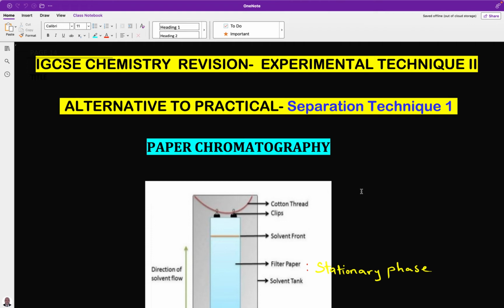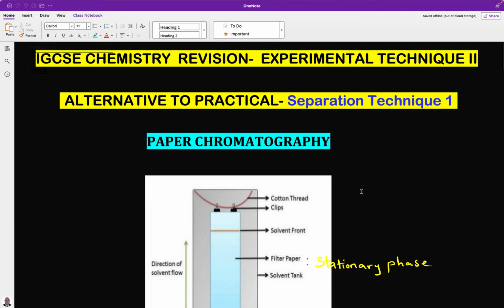Straight away, what do you understand by paper chromatography? This is an analytical technique or method that uses a paper to separate components in a mixture. It's an analytical technique used in chemistry to separate components in a mixture.